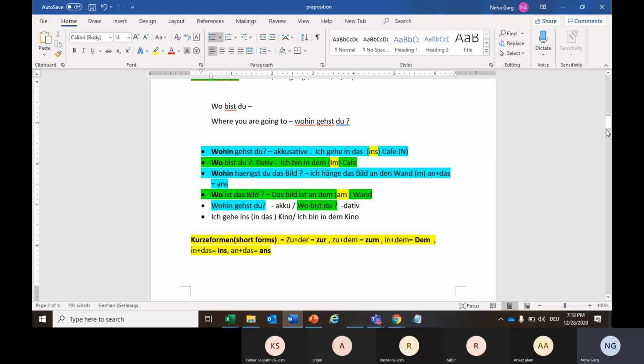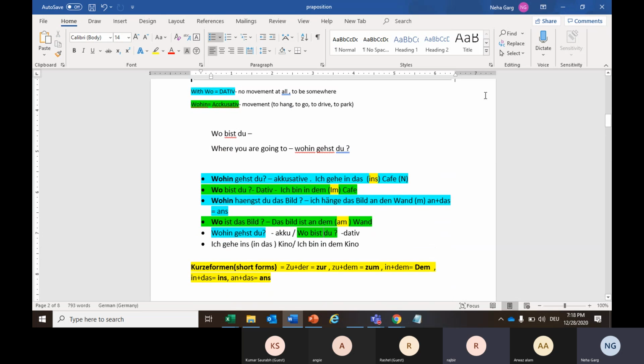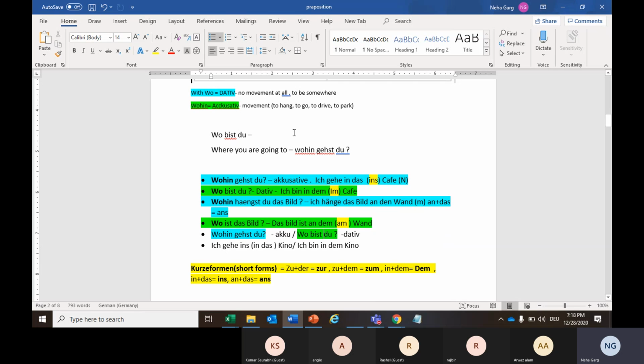Is it clear how to decide whether to use these prepositions in an accusative manner or dative manner? Is this particular thing clear?